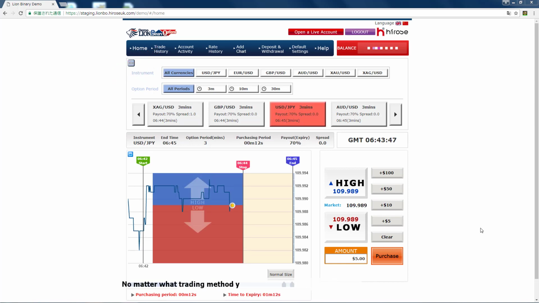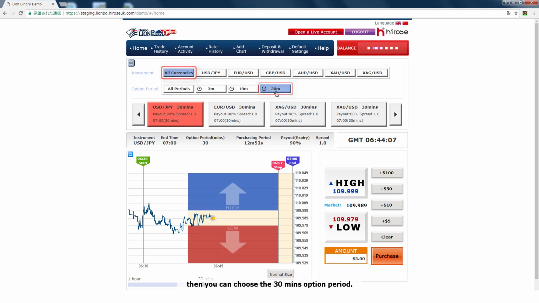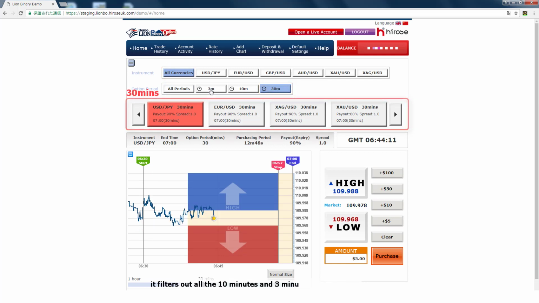No matter what trading method you're using, it's important to look at the market movement. To look at the market movement with this new upgraded platform, you can easily click on all currencies here, and then choose the 30 minutes option period here. What it does is filter out the 3 minutes and 10 minutes option periods and show you only the 30 minutes option period on all currency pairs available here.